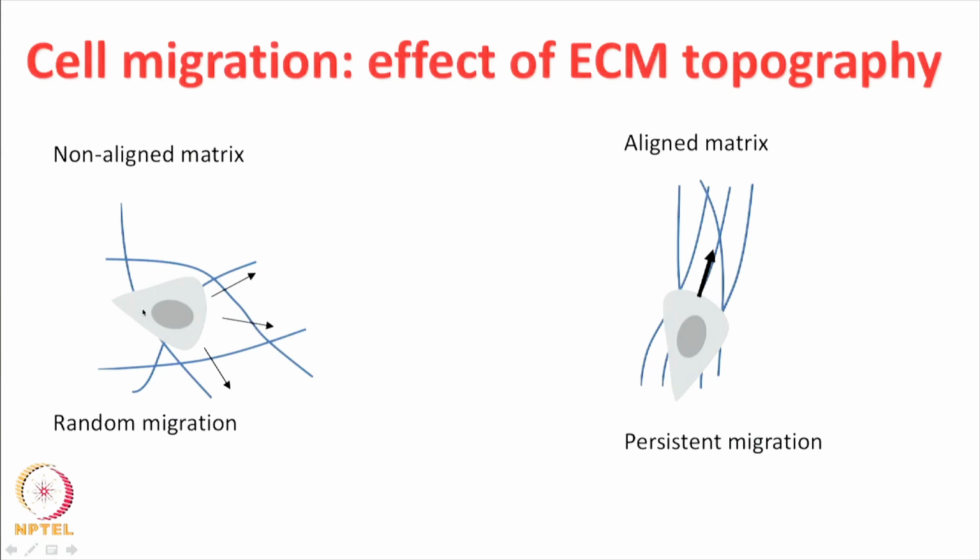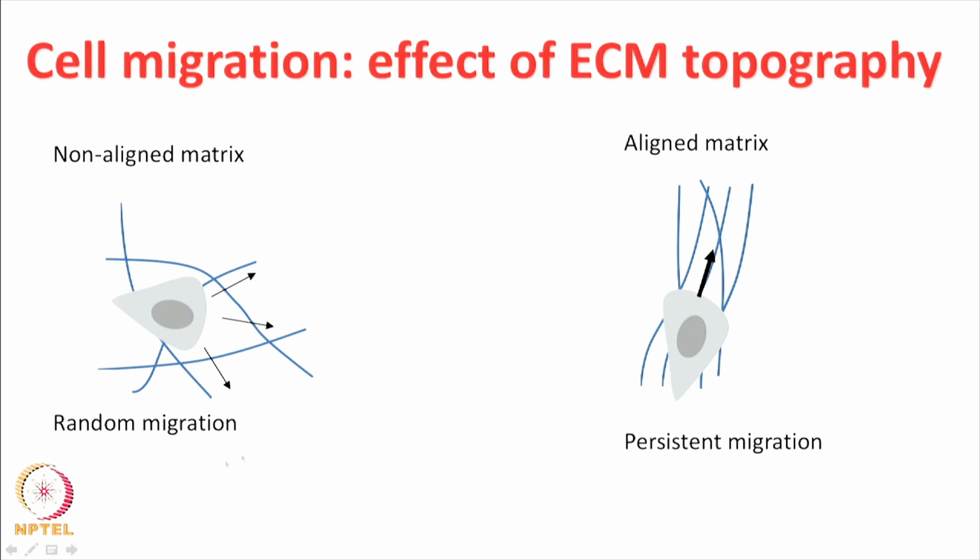and it is possible to envision that if you have a cell sitting on this kind of a random matrix, the cell has no directional cue from these fibrils. So, it has equal propensity to migrate in any direction. Given the way I have drawn the cell, where the leading edge is towards this, the cell can choose any one of these three directions for migrating.